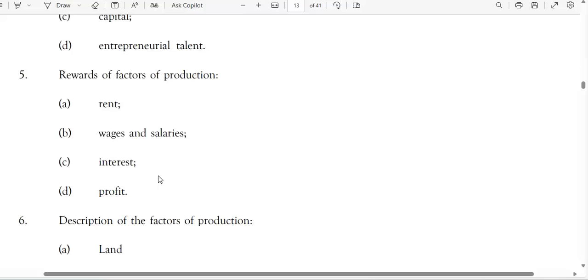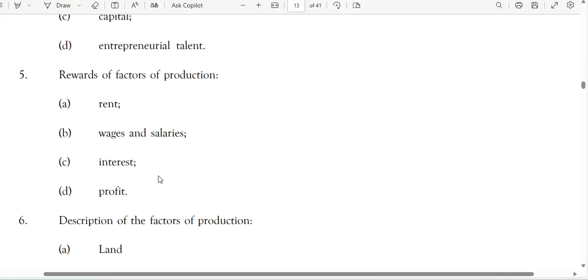So the rewards of the factors of production. Now each factor of production, and we know what they are: land, labor, capital, and entrepreneurship, receives a reward. That's a payment or return for its contribution to the production process.